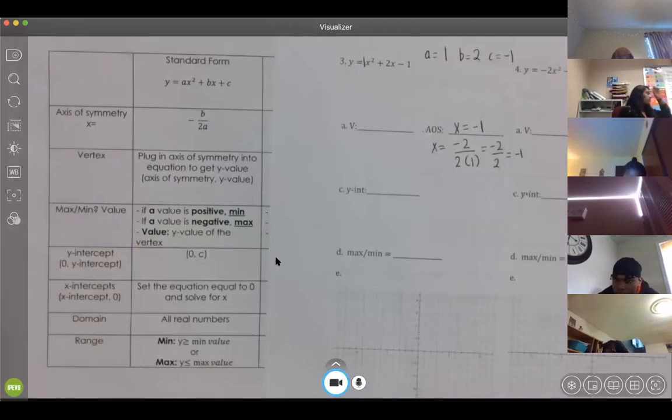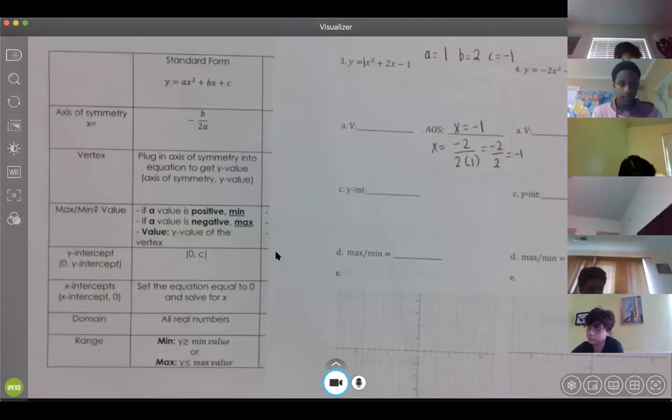All right, now that I know my axis of symmetry is x equals -1, how can I find the vertex? What do you think, Gavin? I didn't hear the question. Now that I know my axis of symmetry is -1, how do I find the vertex?